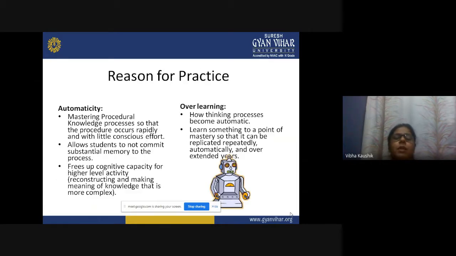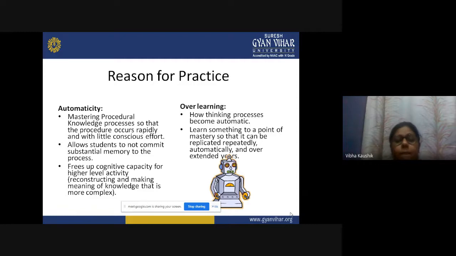Now, reasons for practice. What are the reasons why home assignments or assignments should be given by the teacher? Now, these are the particular reasons. The first one is automatically mastering procedure, knowledge, process so that the procedure occurs rapidly and with little conscious effort. Allow students to not commit substantial memory to the process. Frees up cognitive capacity for higher level activity, reconstructing and making meaning of knowledge that is more complex.